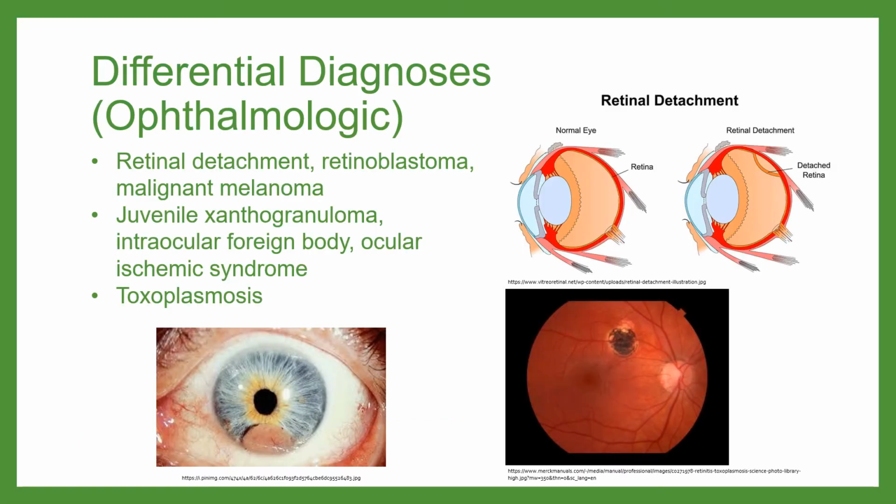This presentation is not limited to just IBD-induced anterior uveitis. It could also be from retinal detachment, retinoblastoma, and malignant melanoma. For younger patients, juvenile xanthogranuloma and intraocular foreign body may cause these presentations. Ocular ischemic syndrome, which is caused by ipsilateral carotid occlusive disease and presents when 90% of the carotid artery is occluded, can be the culprit as well.